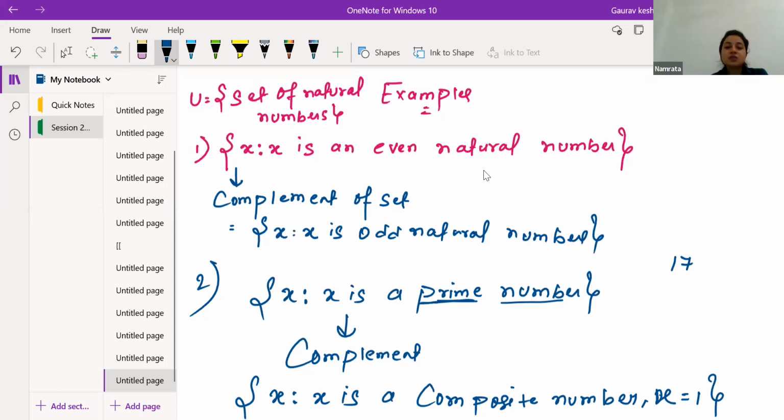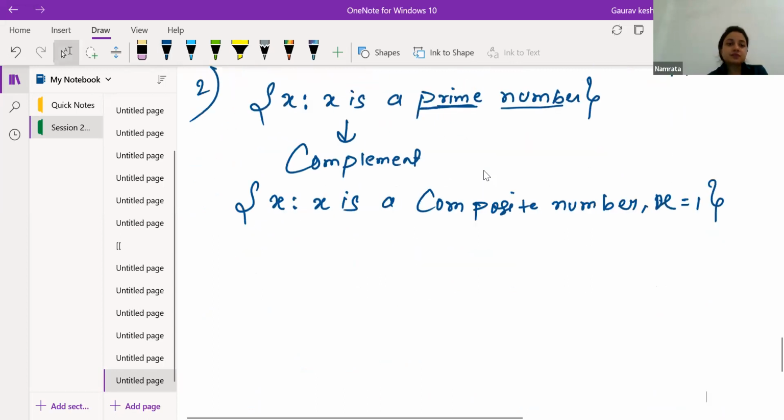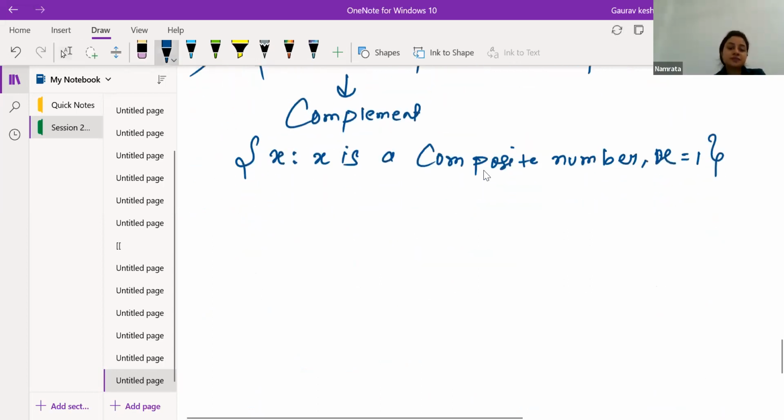Yes. So if we exclude prime numbers, what is remaining in hand from the set of natural numbers? In hand we have composite numbers, but we also have 1. 1 is neither prime nor composite. Got it? Yes. Let's do the next one.